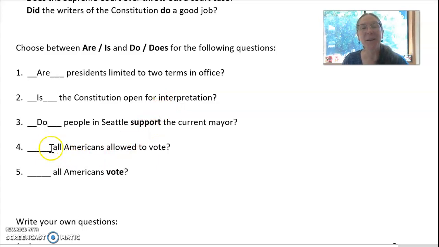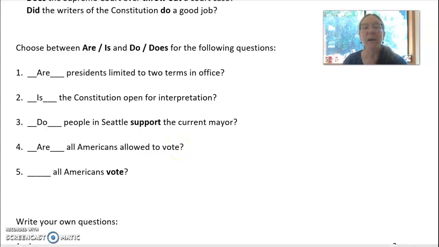Here's number 4. All Americans allowed to vote? Oh my goodness, here's another ed adjective. I'm trying to trick you, am I? I don't know. I just write questions that are common. You know, you might hear this question. So we don't have a base verb in here, so we're looking at are or is. And all Americans is going to be the subject of the answer, so we're going to use the plural form, right? Are all Americans allowed to vote?